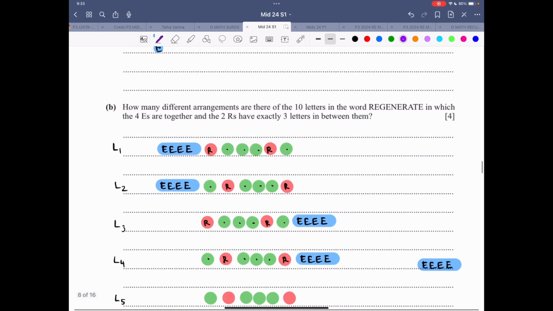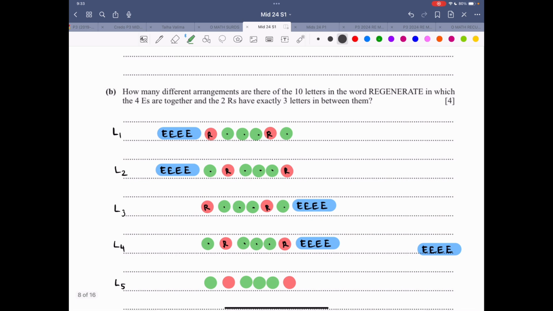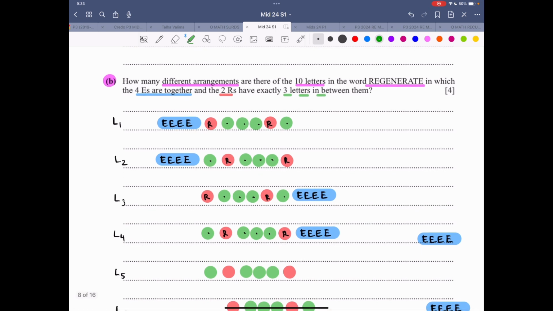Now the next part, I think that is the most important part of this particular question. That is part B. Part B says, how many different arrangements are there of the 10 letters of the word regenerate in which the 4 E's are together? When we talk about together, we think of a box. And the 2 R's have exactly 3 letters in between them. So this is the condition, and then naturally the condition that 4 E's are together.